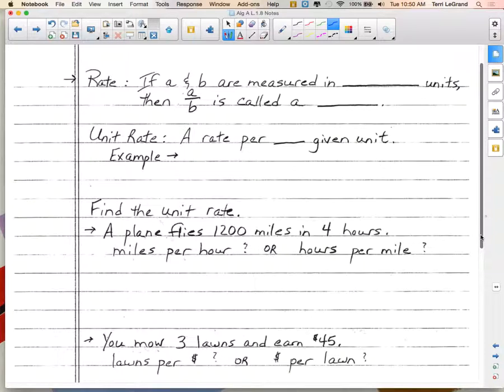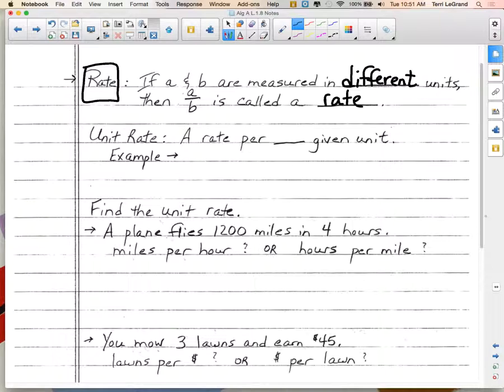Okay, now we're talking about rates. I want you to put a box around that word rate. I don't want us to not see how important it is, because we work with rates almost every day, probably. A rate. If A and B, in other words, our ratio, our upstairs A and our downstairs B, if A and B are measured in different units, then A over B is called a rate.